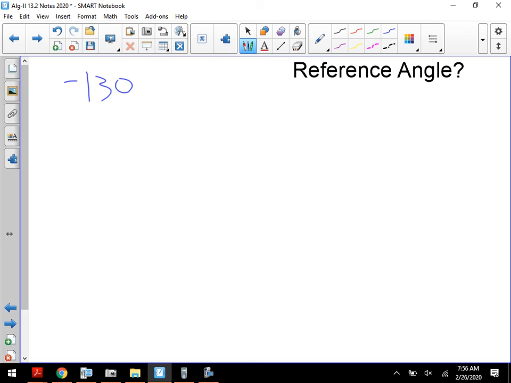I'm assuming you guys got this. Negative came over here. You're in quadrant 3. Negative 130. How far were you off of the x-axis? 50 degrees. Because how much longer does it take you to get to 180? 50 degrees. Okay, that's how that works. Pretty easy, isn't it?